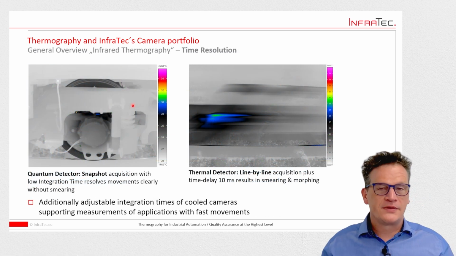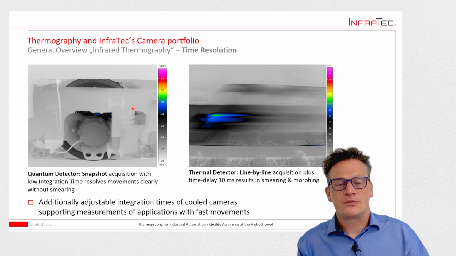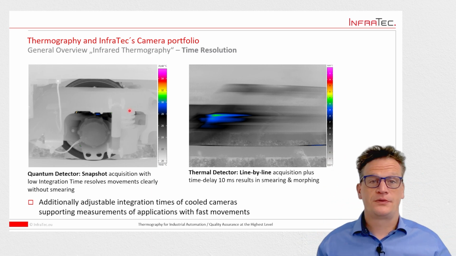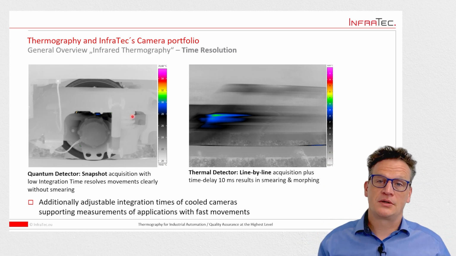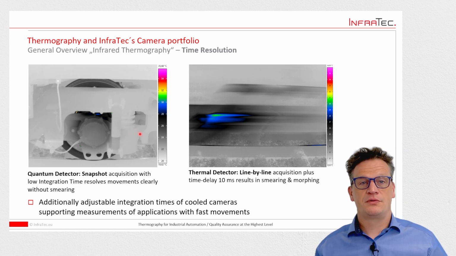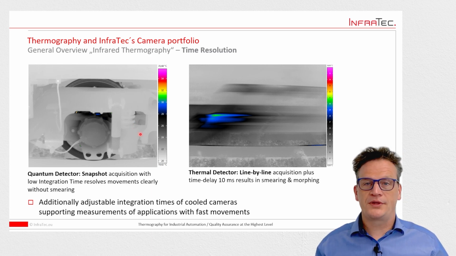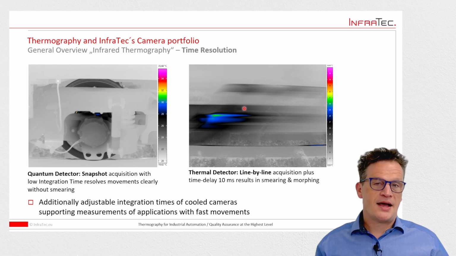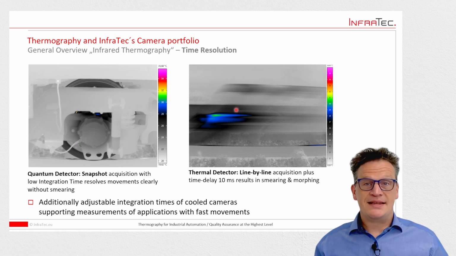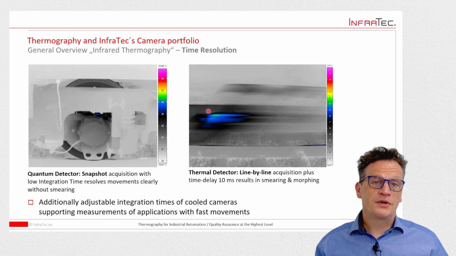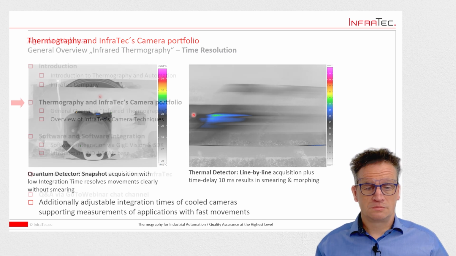Let's have a look at the time resolution. Time or temporal resolution is important for fast-moving or rotating objects because of the short integration time of such infrared cameras. Uncooled cameras like microbolometers have a certain delay, which can cause smearing effects in fast scenes.